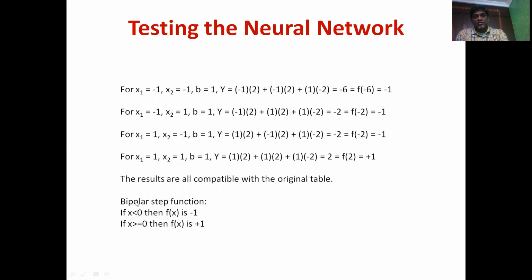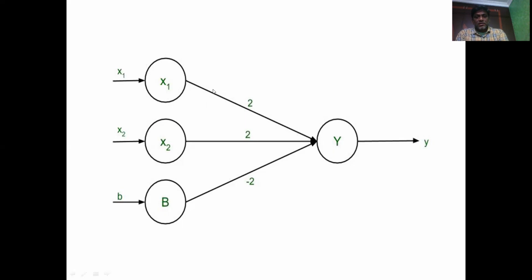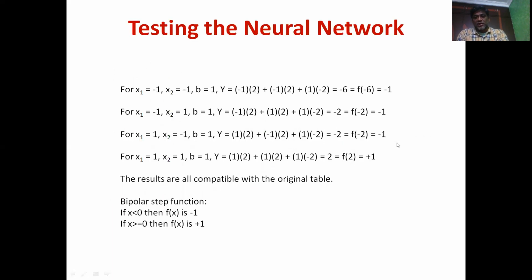Okay, now for this -1 -1 1 combination, let us calculate the y value. So -1 -1 1 given as inputs. So now calculate -1 into 2 plus -1 into 2 plus 1 into -2. So we'll get -2 -2 -2. That is going to be -6 as output from this neuron, and this -6 will be given to the activation function.